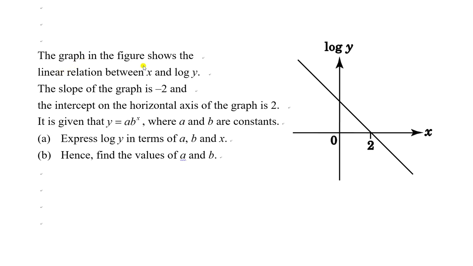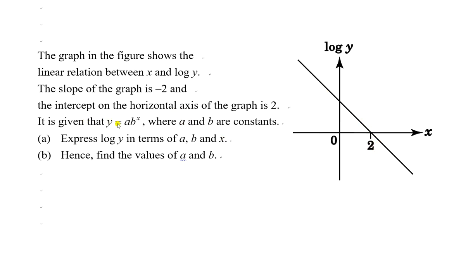Okay, the graph in the figure shows the linear relationship between x and log y. As you can see, it's not just x and y. The vertical axis is the variable log y. Now, the slope of this straight line is -2, and the horizontal axis intercept is 2.